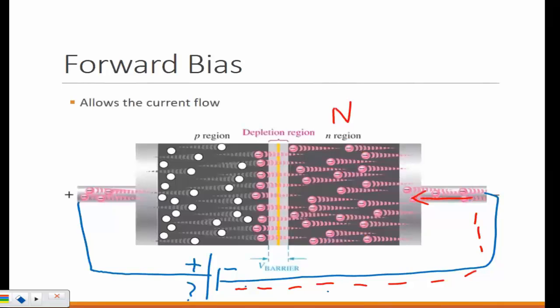Repulsive force, right? So all these electrons will be pushed to go across the barrier. If you have enough voltage of 0.7, all of these electrons will be pushed across the barrier. But on the other side, what do we have? On the other side, we have a positive. So all these electrons that are being pushed will be attracted towards the positive terminal of the battery. Right? So that's the electron flow. So you have some current in the junction.